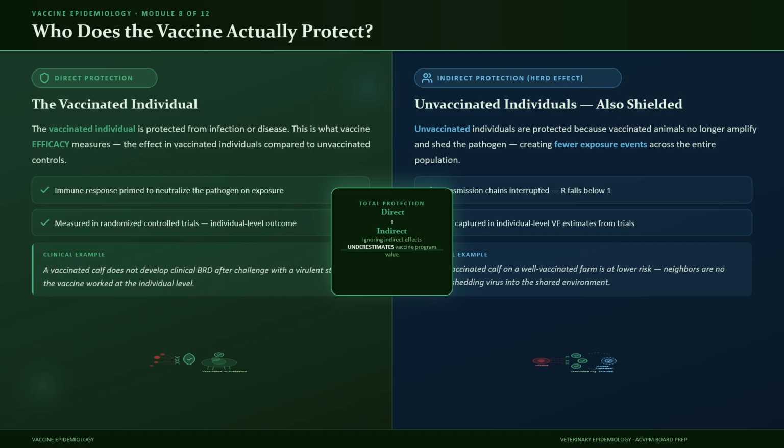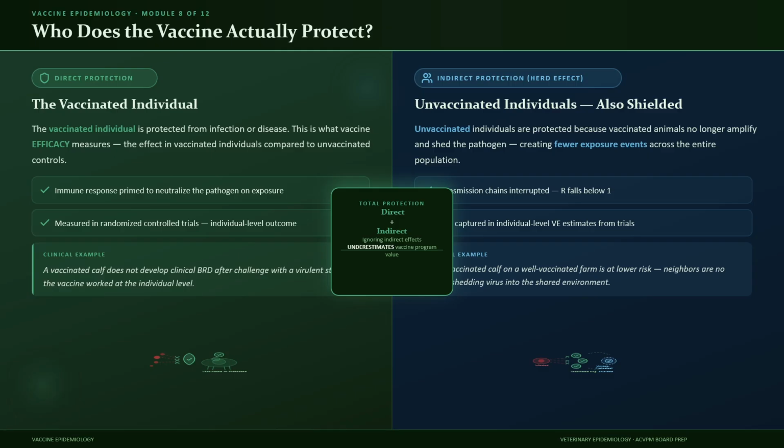A vaccinated calf doesn't develop clinical BRD after challenge. That's direct protection, the vaccine working at the individual level. Now, an unvaccinated calf on a well-vaccinated farm is also at lower risk because its neighbors are no longer shedding virus into the shared environment. That's indirect protection. Here's the key concept. Total protection is direct plus indirect. If you judge a program only on individual level VE from trials, you systematically underestimate its true value because the herd effect never shows up in that number.